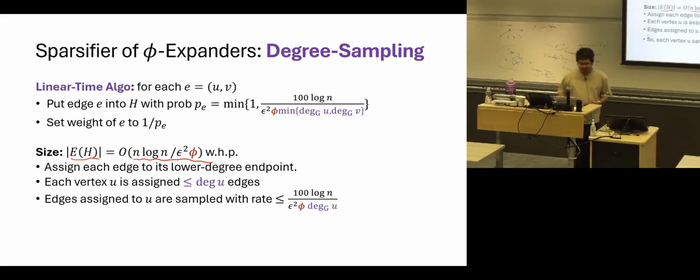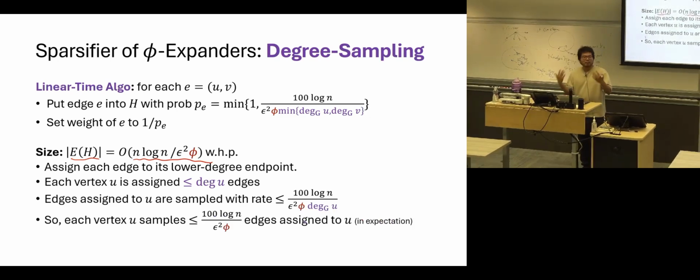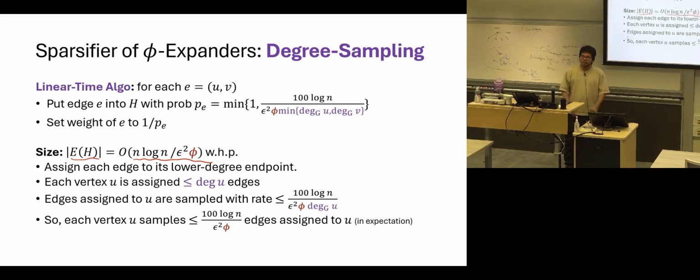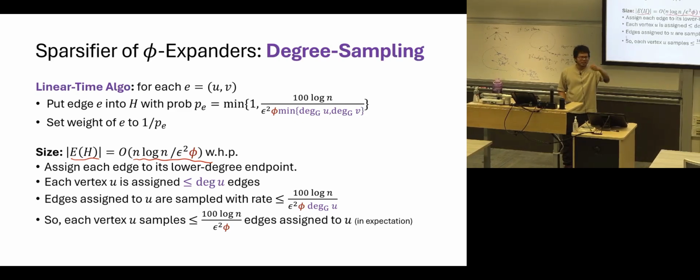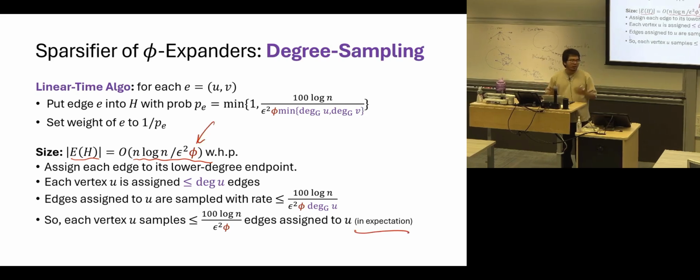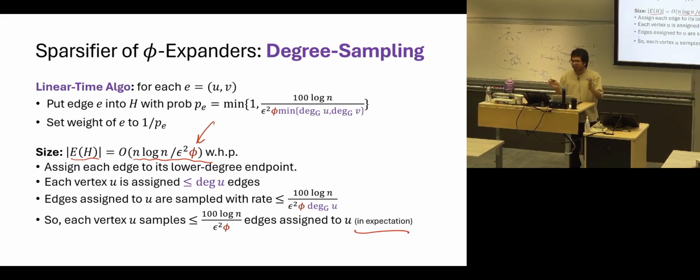So what does it mean? It means that each vertex will sample something like log n of the edges assigned to it. Each node is responsible for about log n edges. That's why we get this bound. This is in expectation, but you can show concentration and give a high probability bound easily. Question about this?